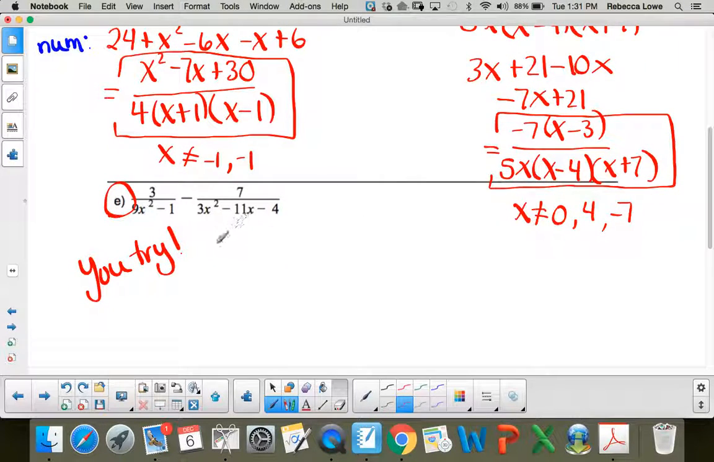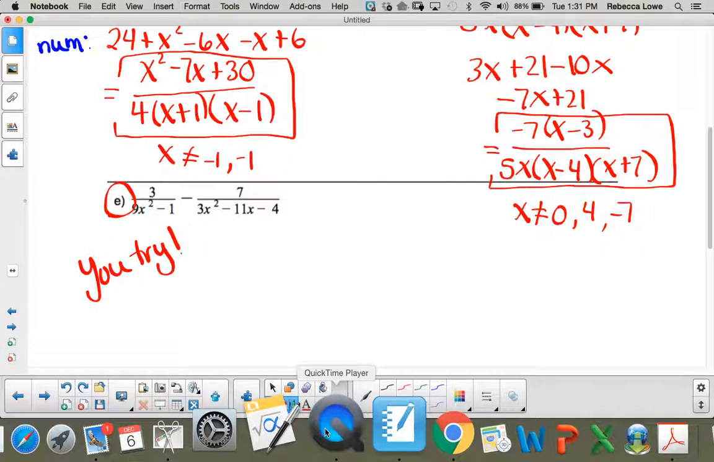So you're going to try E. You need to factor first. This is a difference of squares. This one you're going to need the x method. Write your least common denominator, write your equivalent fractions, add your numerators, and then see if you can simplify. Good luck, and make sure this is complete before you come into class next time.